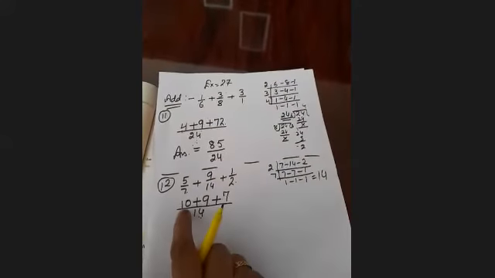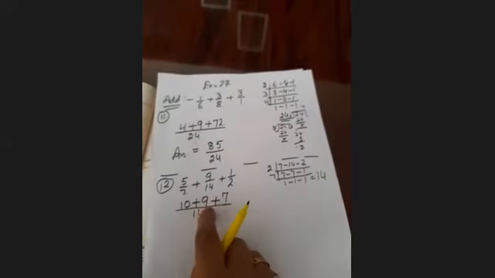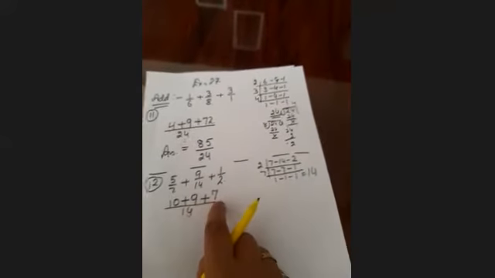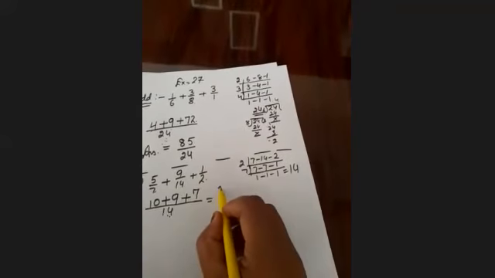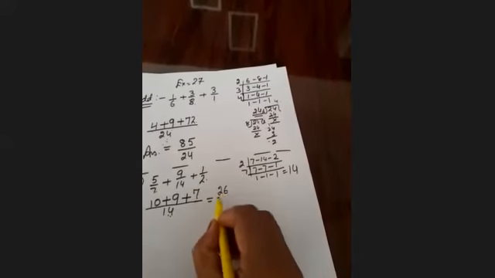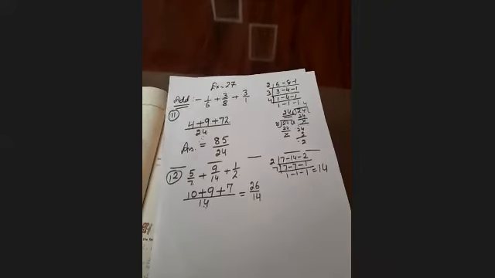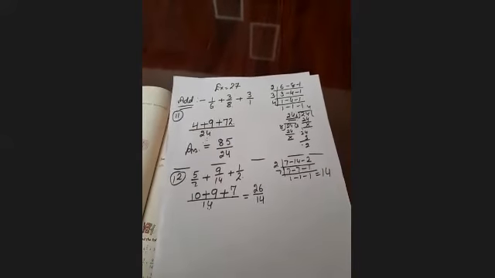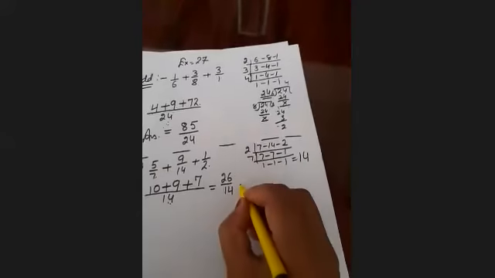Now students, add 10, 9 and 7. 10 plus 9, 19. 19 plus 7, 26. 26 upon 14. So your answer is 26 upon 14.